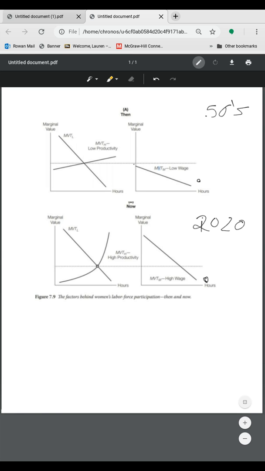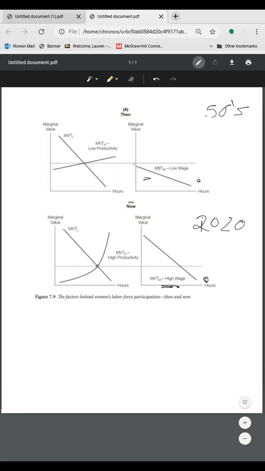So what we're saying is that spending an extra hour in the labor market for these 1950s women didn't add a lot to their utility, to how much they are buying and how much those goods are giving them utility-wise. Whereas here in 2020, women can earn higher wages, have more opportunities. So their marginal value of time is higher.